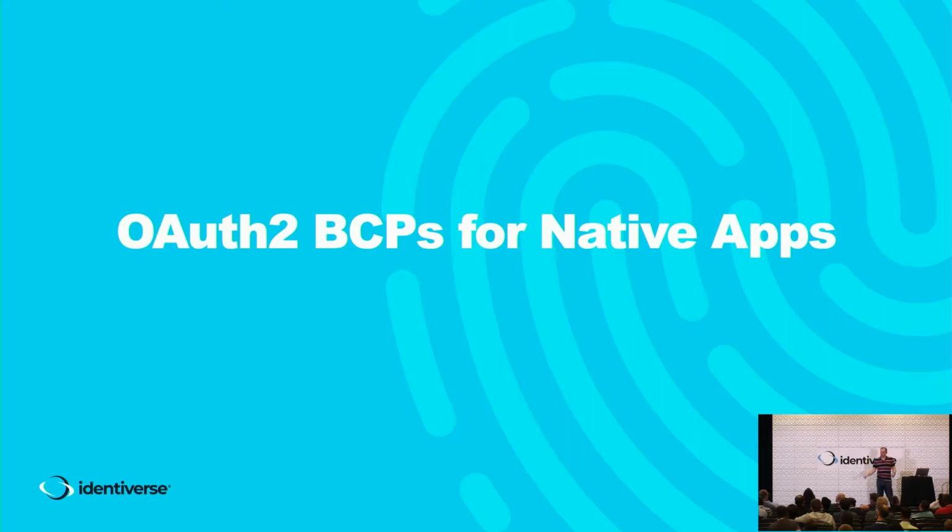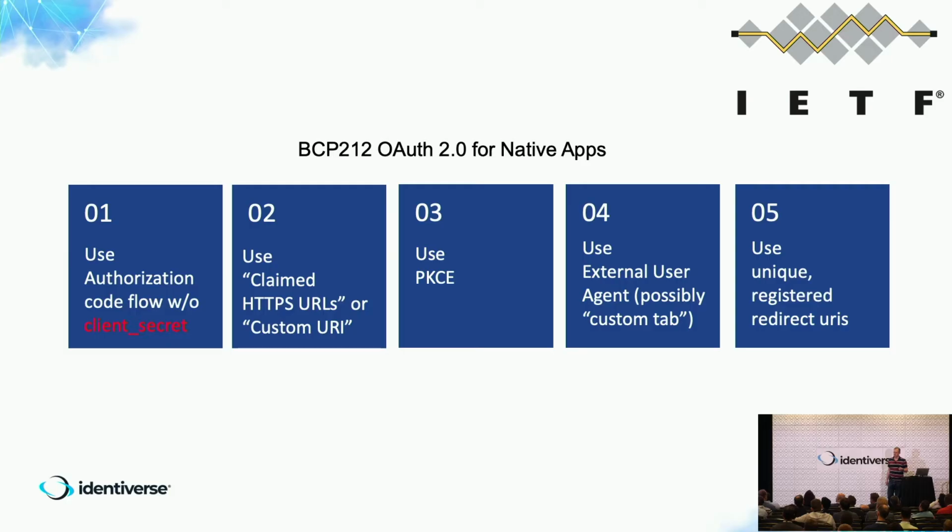So let's talk about the best current practices for native mobile apps. These come from the IETF. It's a document that's about 5 years old now. It's known as BCP 212, which is not incredibly snappy. And for the purpose of today's presentation, there's really 5 recommendations in there that we're going to look at, and then talk about which mobile apps do and don't actually do these things correctly.